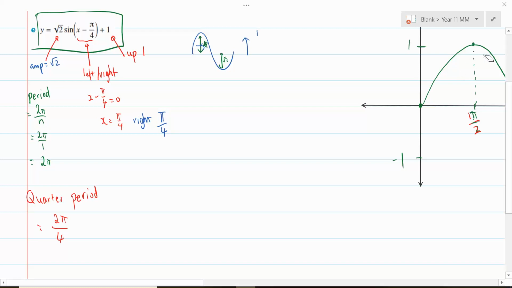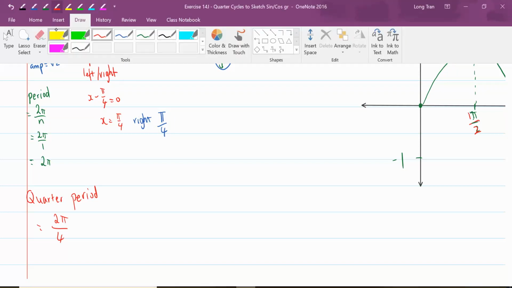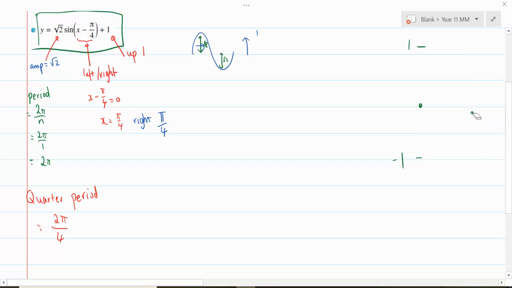I'm going to rub off the old graph over here. And I'm going to rub off this section here. Whoops.